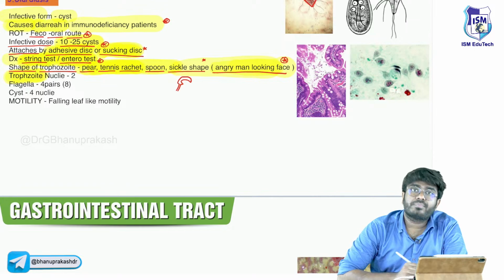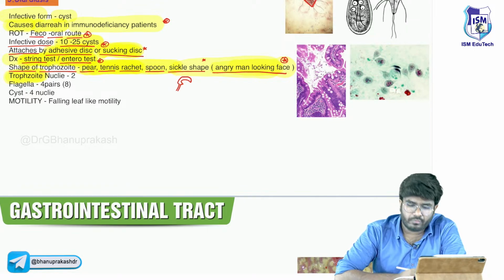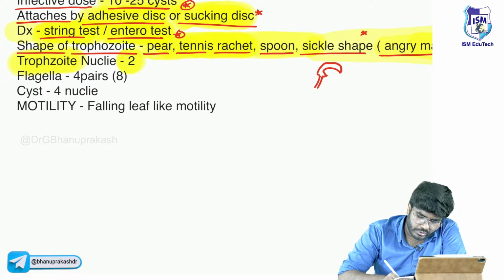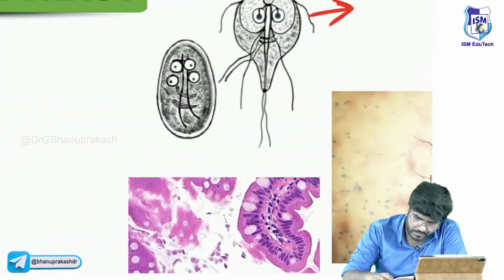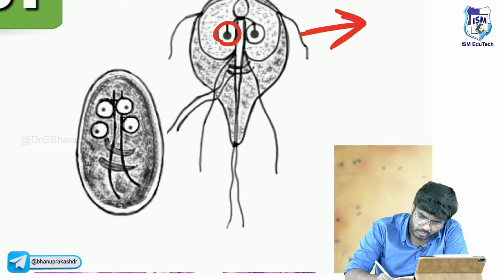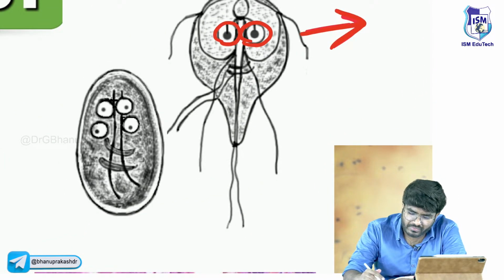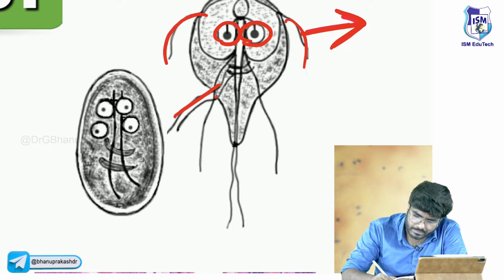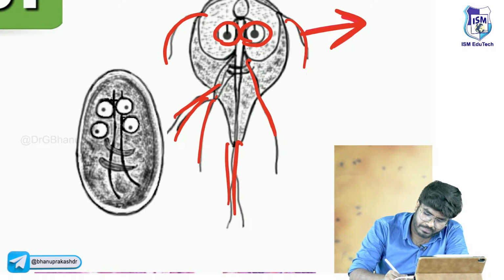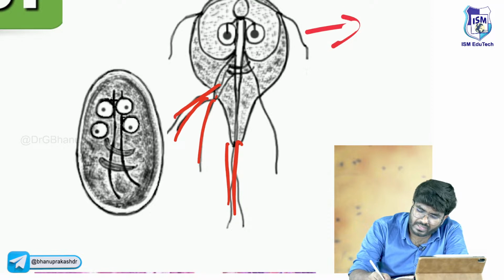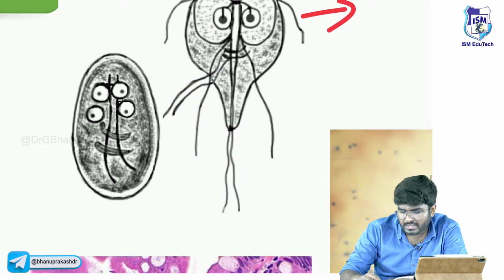Now the trophozoite form, sir, the feeding form. The trophozoite form is going to have two nuclei. I will show you. Look here, this is a trophozoite. It has two nuclei, sir. And how many flagella are there? One pair, second pair, third pair and fourth pair. There are 4 pairs of flagella. There are totally 8 flagella. I should say 4 pairs of flagella.